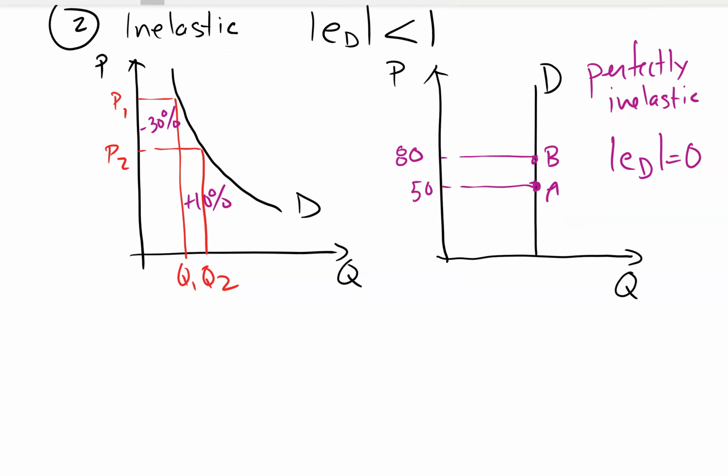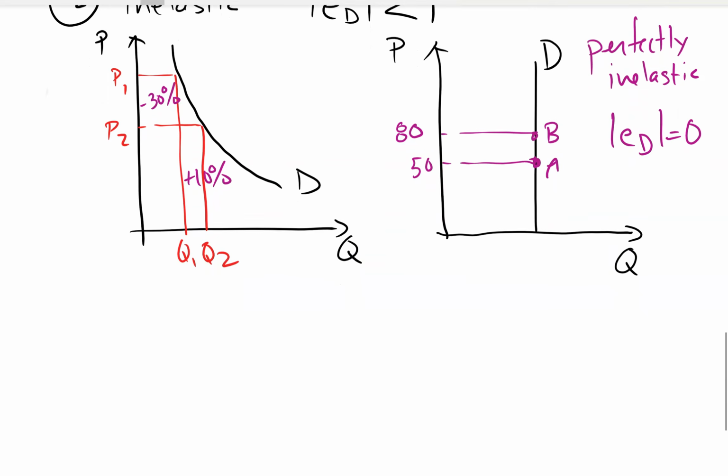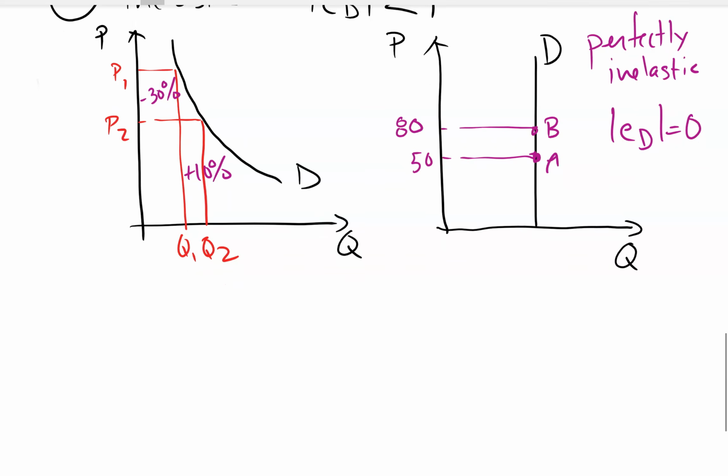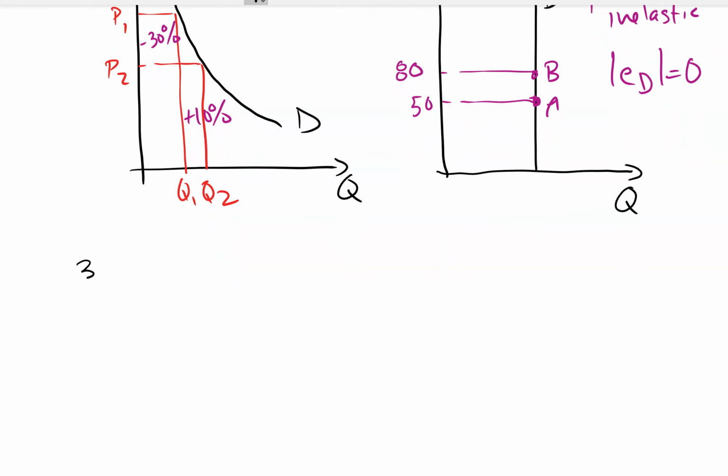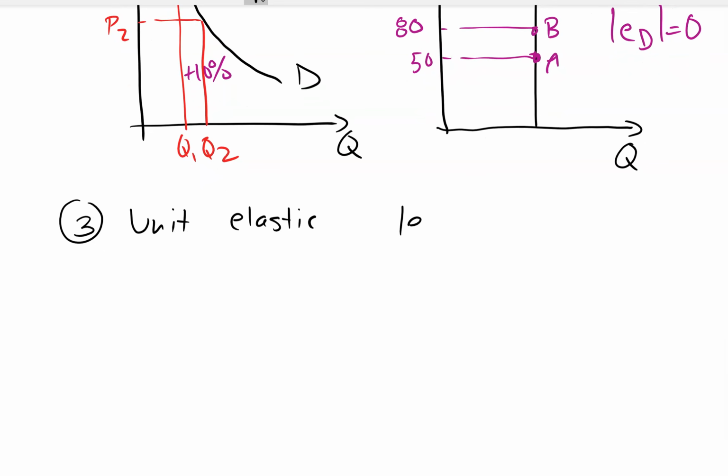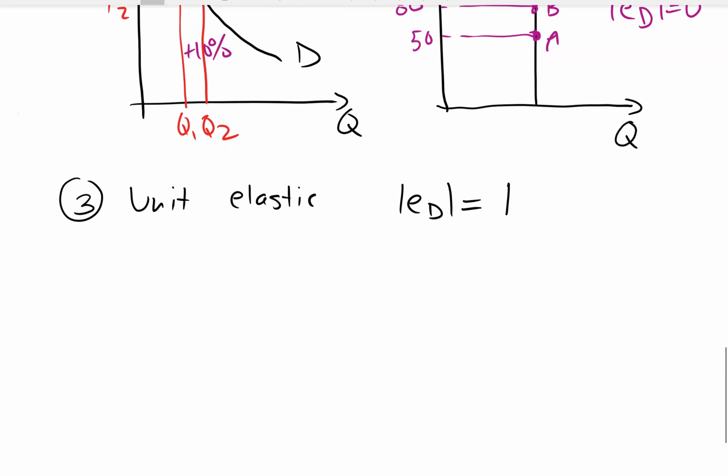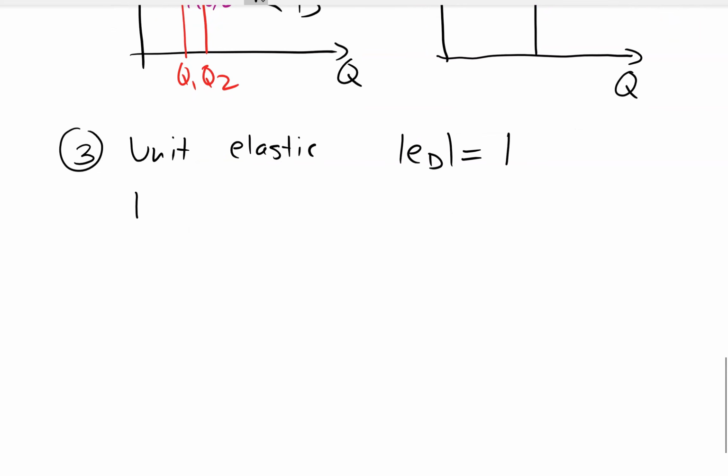Okay. The last one, we can also have something that is unit elastic. So unit elastic is, well, the absolute value of our elasticity of demand is just 1. Okay, so that tells you when you have a 1% change in the price, you get a 1% change in the quantity. Okay, and in a graph, again, I'm not using particular numbers here necessarily, but in a graph, it's going to be like this.